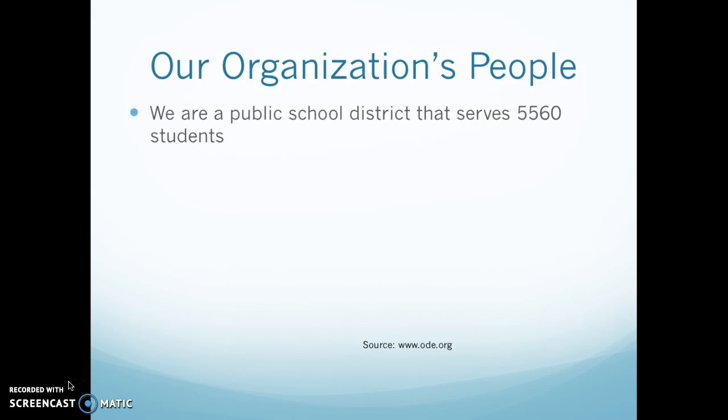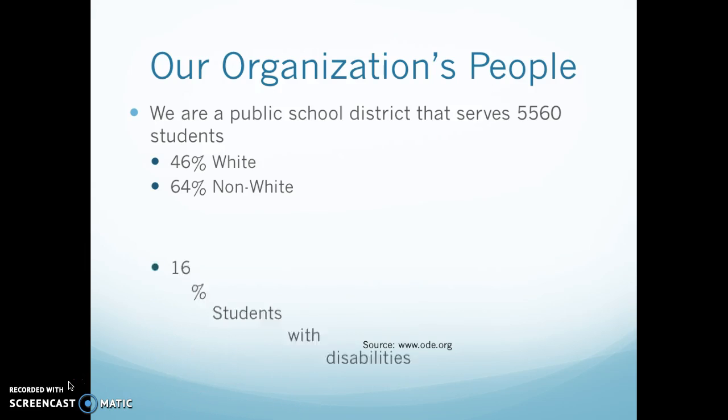Overview of our organization. We're a public school district that serves over 5,000 students. And 5 years ago, our district population was different. We reported that 53% of our students were white and only 47% were non-white. That's changed. Currently, there's 46% white and 64% non-white students in our district. So we've seen a racial change. While this illustrates our strength of diversity, it also highlights some other issues.